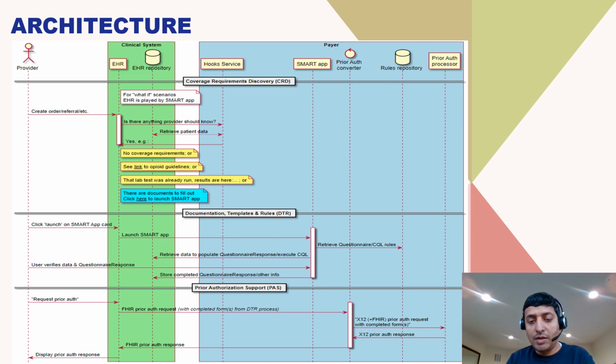As part of the DTR workflow, the provider clicks to launch the Smart App card. It is part of the EHR system. They retrieve the questionnaire or the SQL rule information. The user verifies the data, and that information is readily available now for the provider to move to the prior authorization step. In the prior authorization support step, the provider requests the prior authorization. This prior authorization request is passed on to the payer system in the form of an X12 278 request. The payer system returns the X12 278 response, which gets converted into the FHIR prior authorization response.